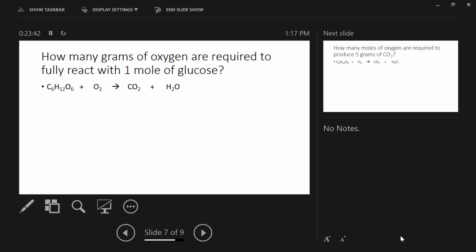All right, so let's do this. We've got 2 steps. What are we going to put in the top left of step 1? We're going to put what we're starting with at the very beginning, which is the only thing we're given. And what is that? 1 mole of C6H12O6.